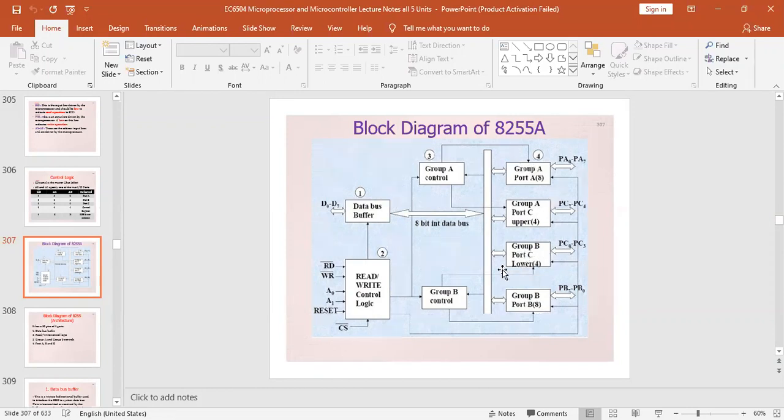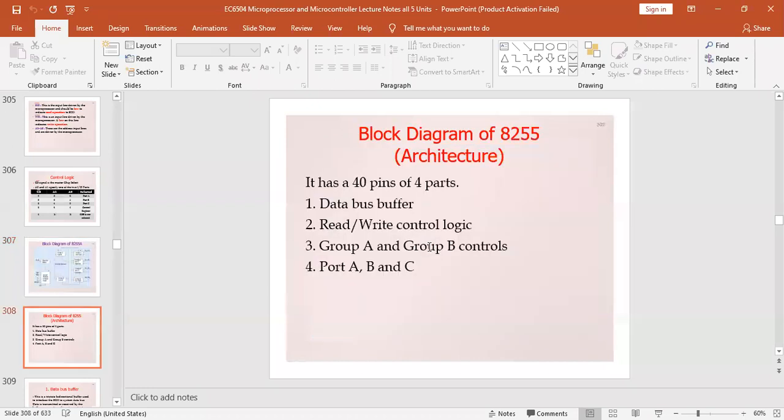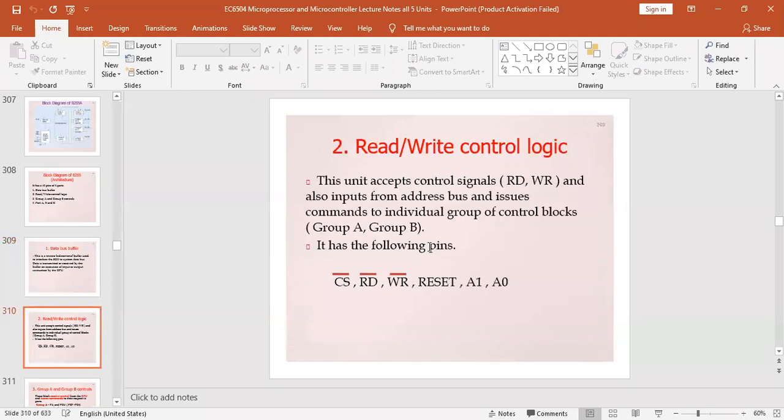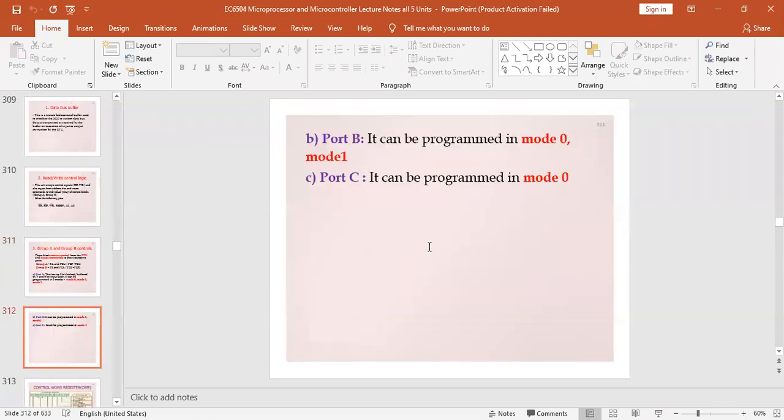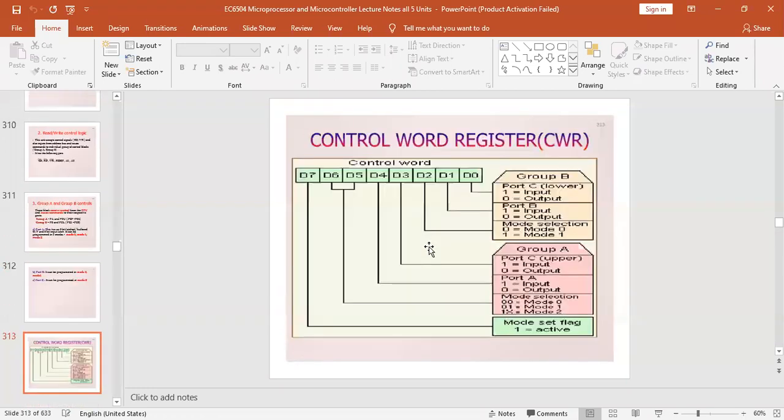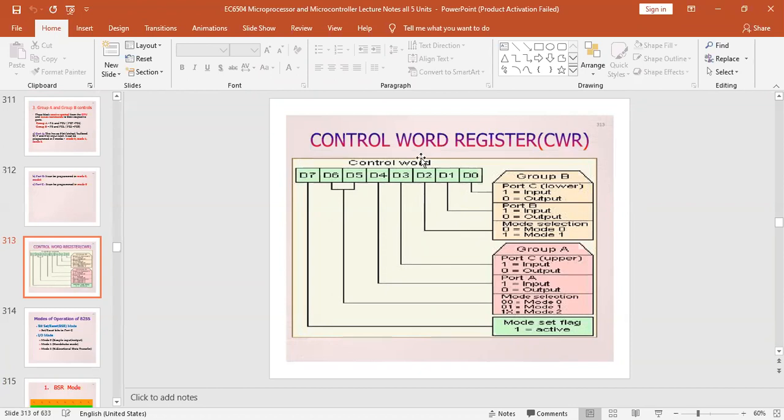So the diagram is very important. If you draw the diagram and are sure about it, you can definitely explain the concepts. The diagram is very important as far as 8255 is concerned. This 8255 has two modes. What are the two modes available? The two modes are IO mode and BSR mode. This is my BSR mode, there is the IO mode, input output mode, and this is the control word format of my 8255.